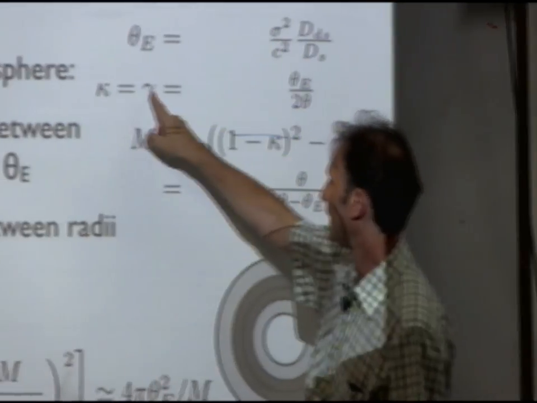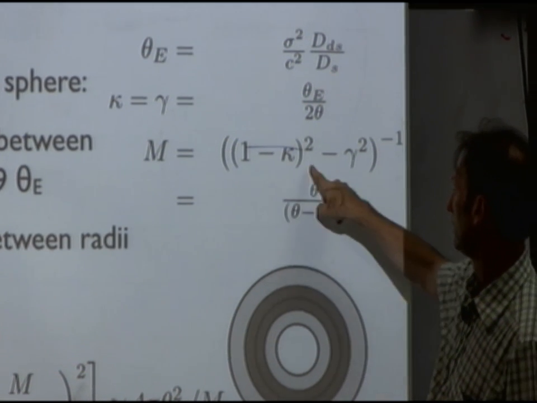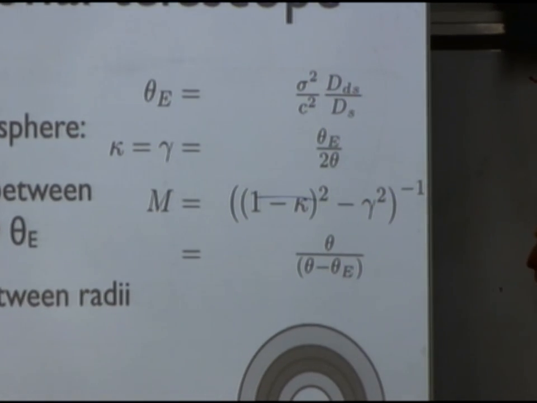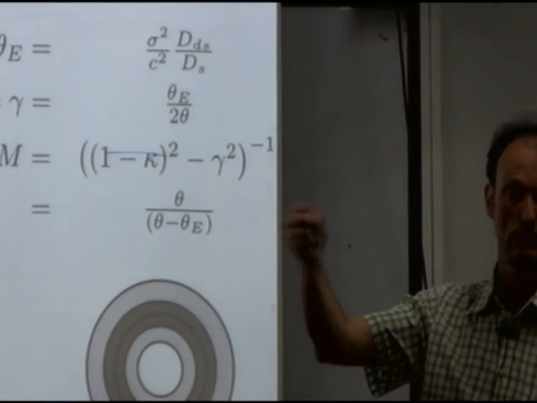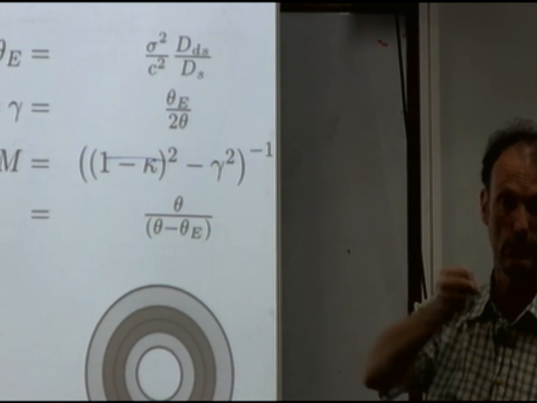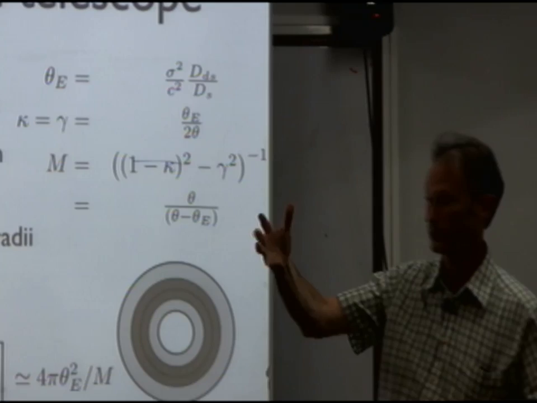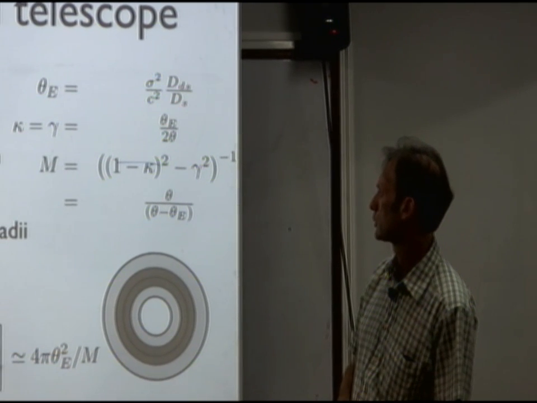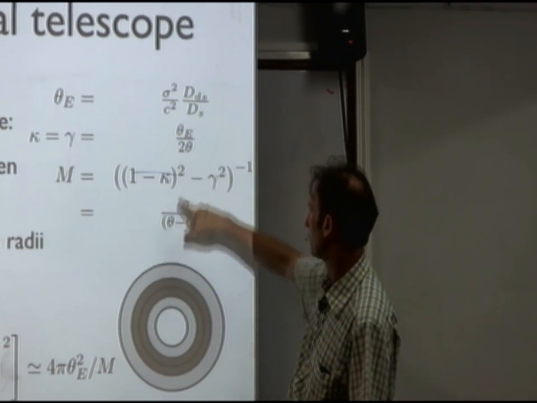Once you know kappa and gamma, you can work out the determinant of the distortion matrix, which is this, 1 minus kappa squared minus gamma squared, and that gives you the magnification. That tells you how much bigger the image is than the source. What the determinant tells you is how the area of a small area element changes. And so you can plug in kappa and gamma in this formula, and this is what you get.